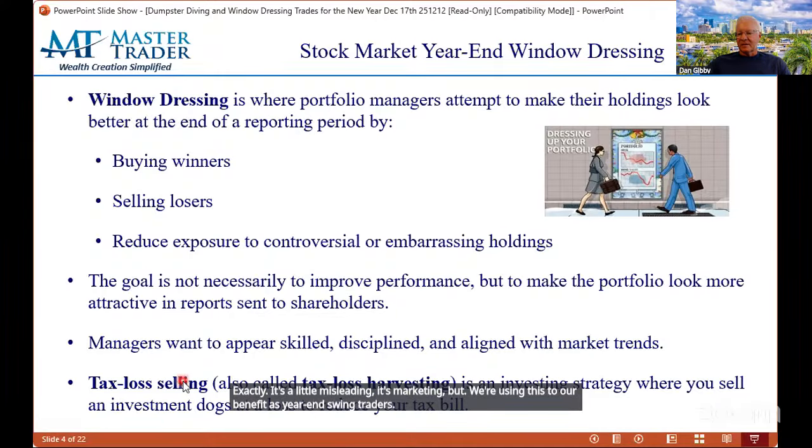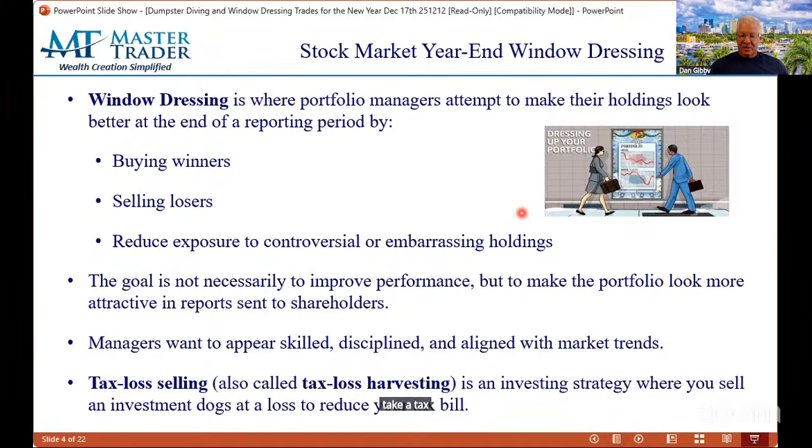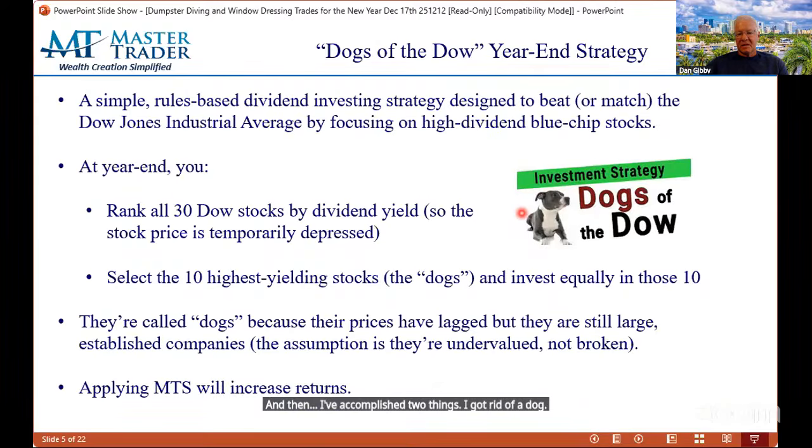Tax loss selling. What does that mean? If you have dogs in your portfolio, they're like, hey, you know what? I can pull the weed out of my portfolio, take a tax loss on this, and that'll offset some of the taxes on my gains. And then I've accomplished two things: I got rid of a dog, and I've created a tax break that I can currently use.